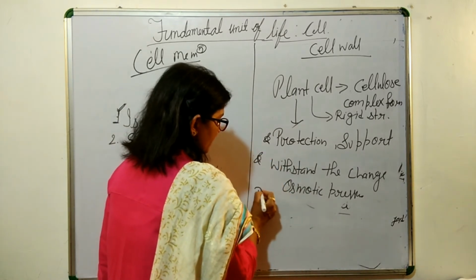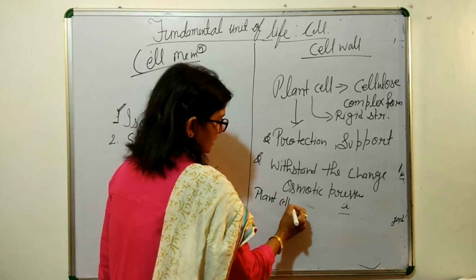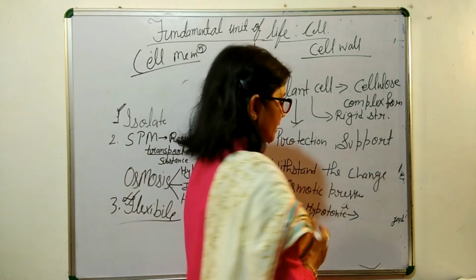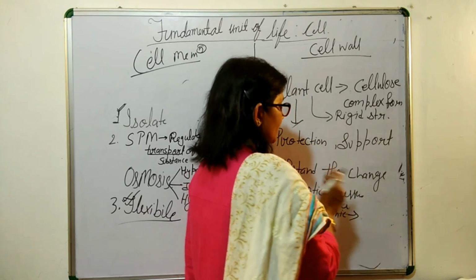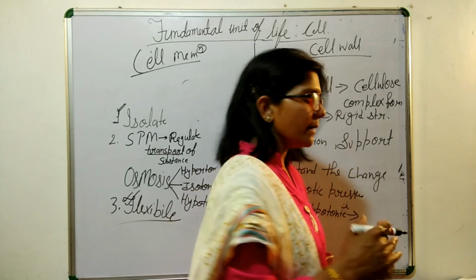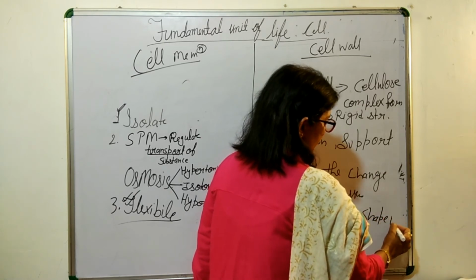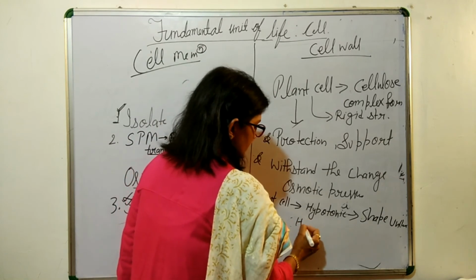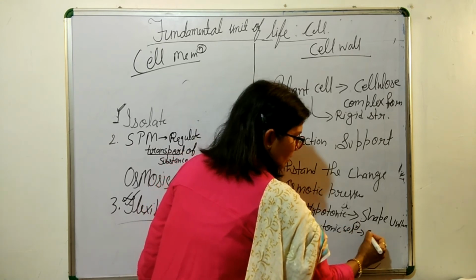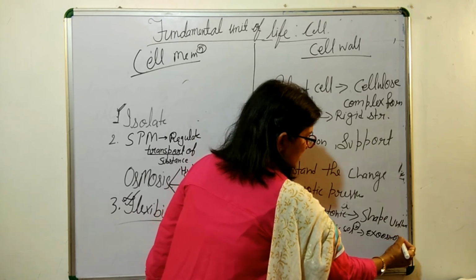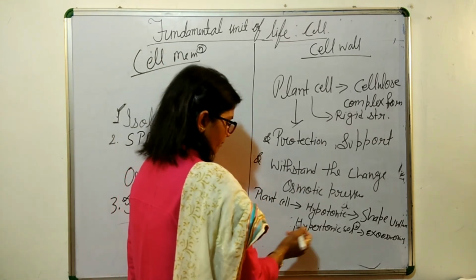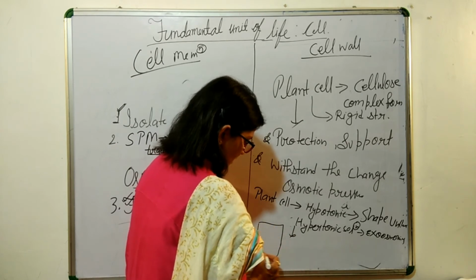If we keep the plant cell in a hypotonic solution, what will happen? Water will come in. The cell tries to swell, but due to the cell wall, wall pressure is created on the cell membrane, so the shape will remain unchanged. If we keep it in a hypertonic solution, exoosmosis occurs. In case of an animal cell, it was shrinking, but in case of a plant cell, there is the cell wall.